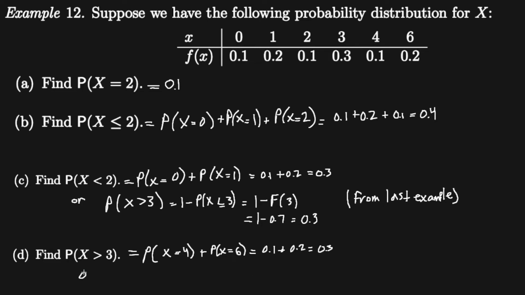Or you can do this the other way, where you can find the probability of x greater than 3, which is equal to 1 minus the probability of less than or equal to 3, which is the same thing, 1 minus 0.7, which would give you 0.3.